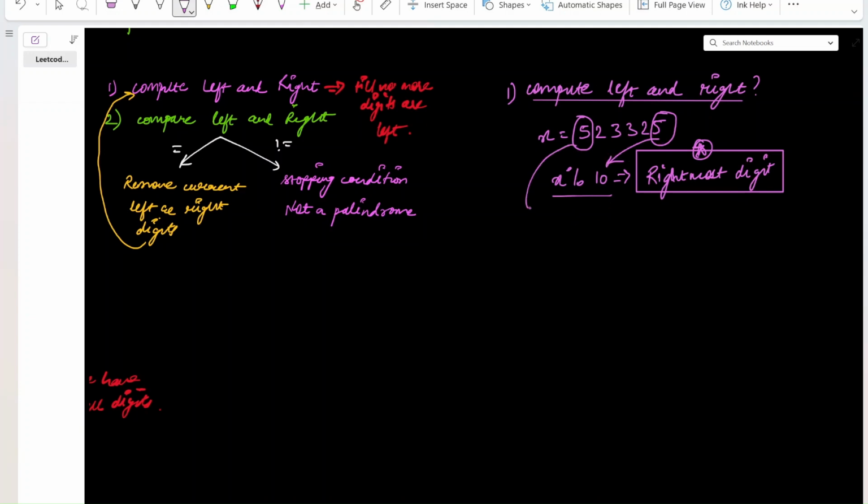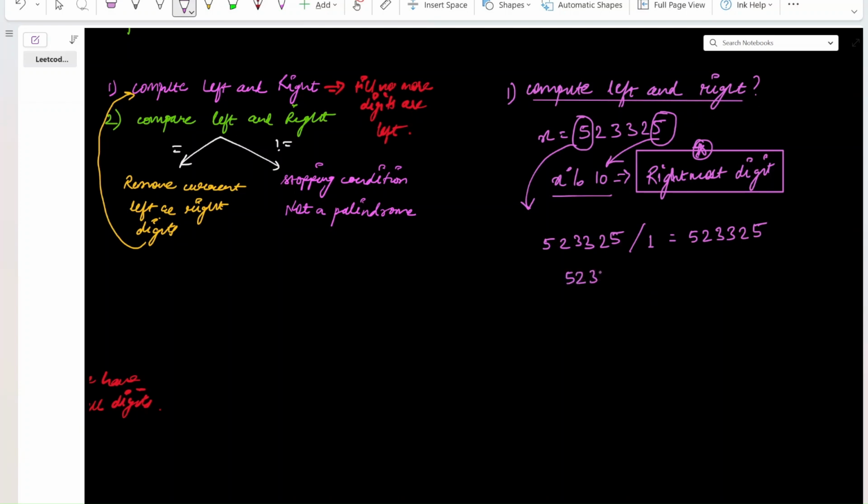Now I need to figure out how to get this 5. If you think about it, we would need to do division to get this value. But what do we need to divide it by to get 5, which is the leftmost value? Let's try to do some experiment. Let's do 523325 divided by 1. What do we get? We get 523325. We get the exact same number.